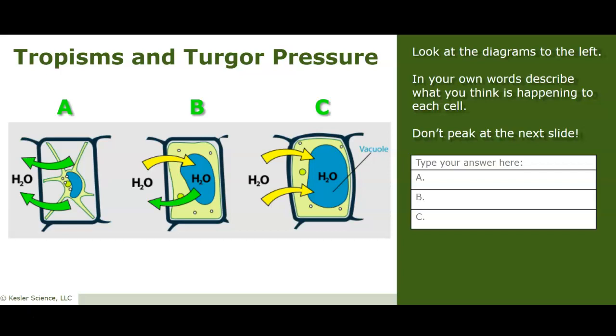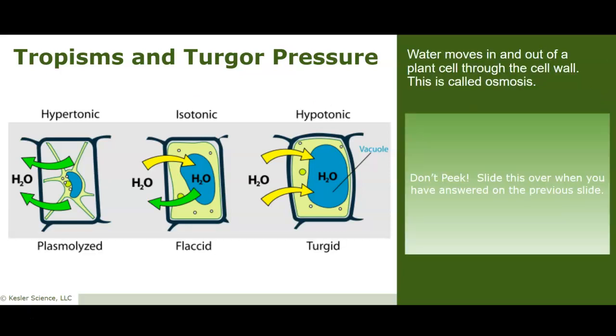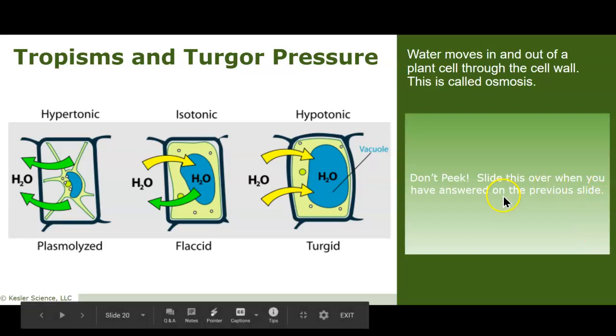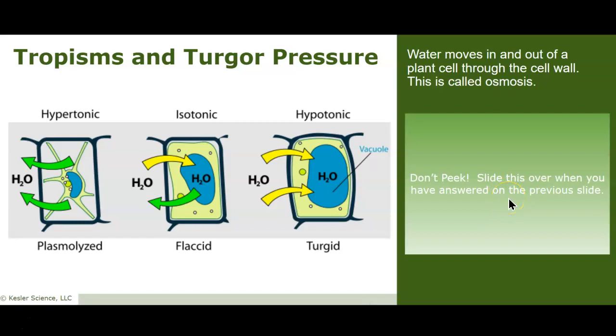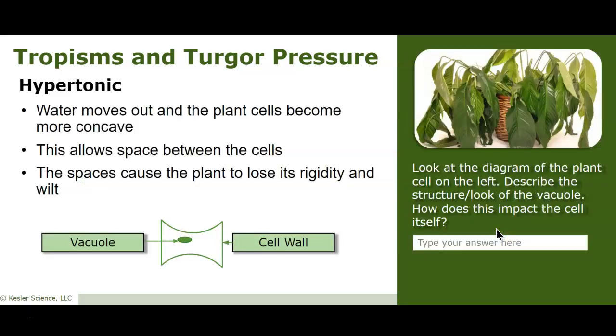So if we look here, what do you think is happening to the cell? In A, we can see that water is leaving the cell. In B, water is coming into the cell and leaving the cell. And in C, we have water coming into the cell. And you can see the size of the vacuole in A, B, and C. So you can pull this box and check your answers for the slide before. This is called osmosis, the moving of water in and out of plant cells.